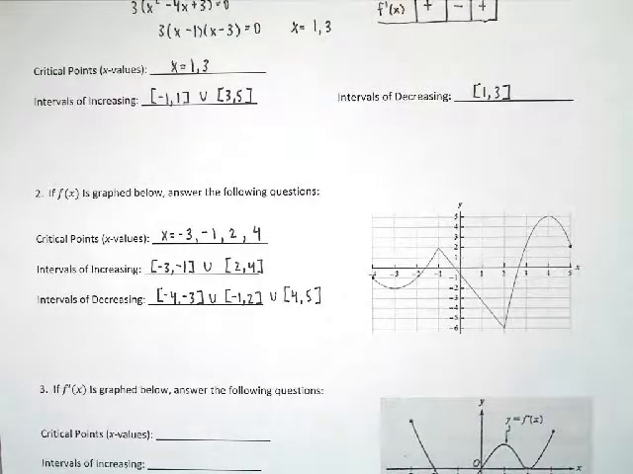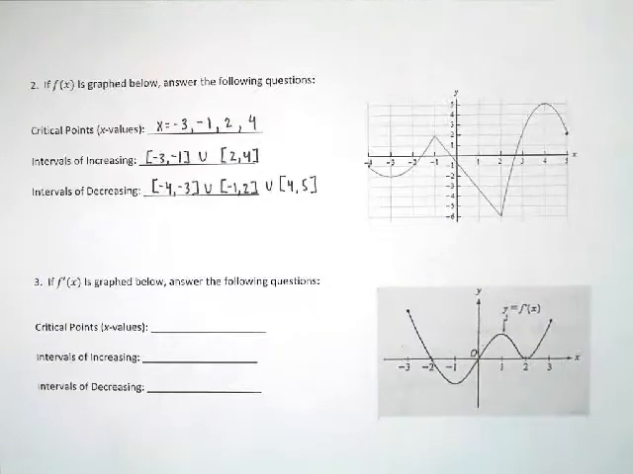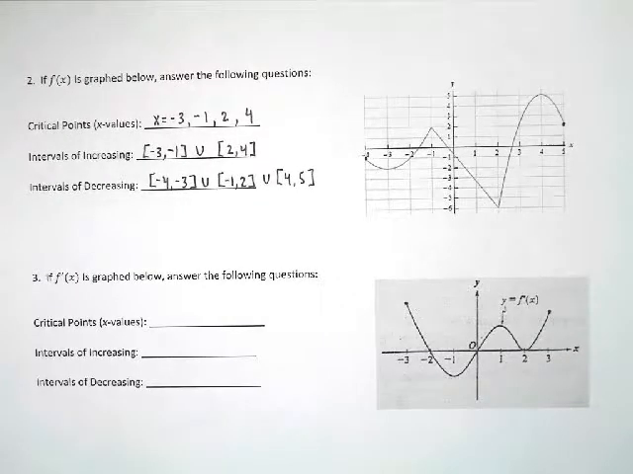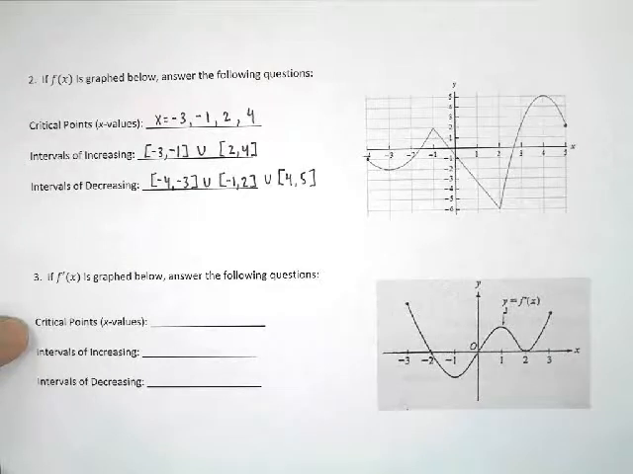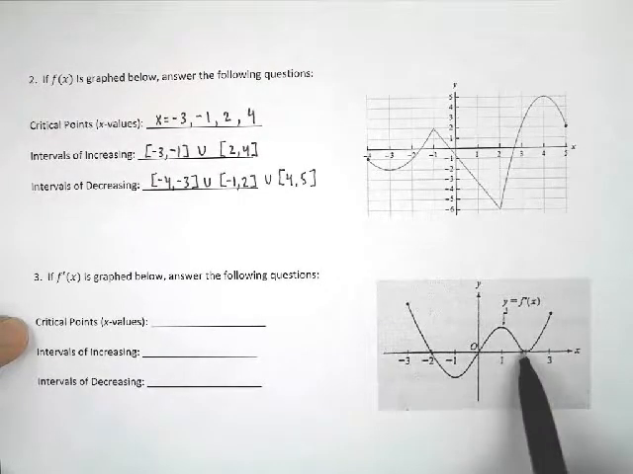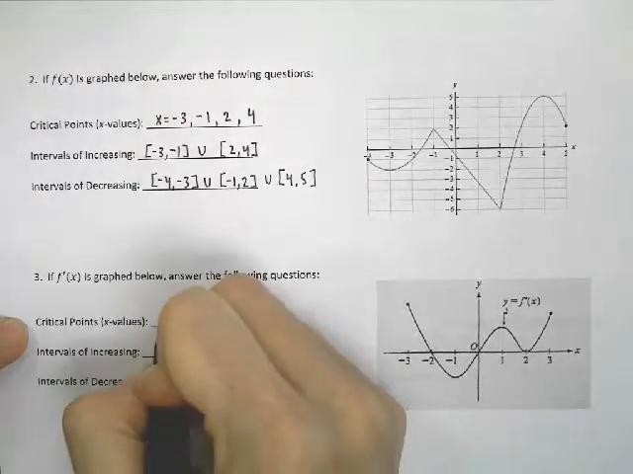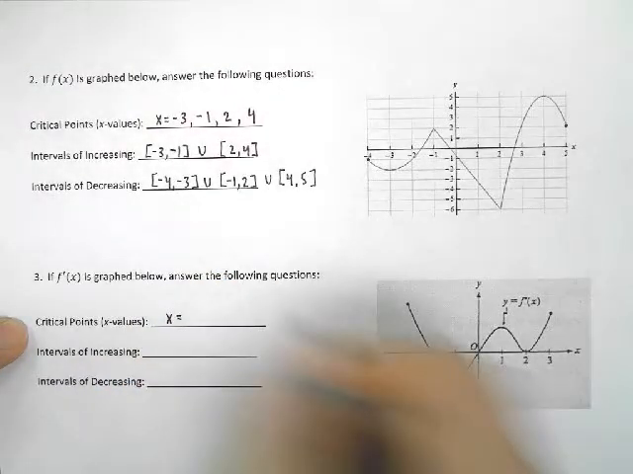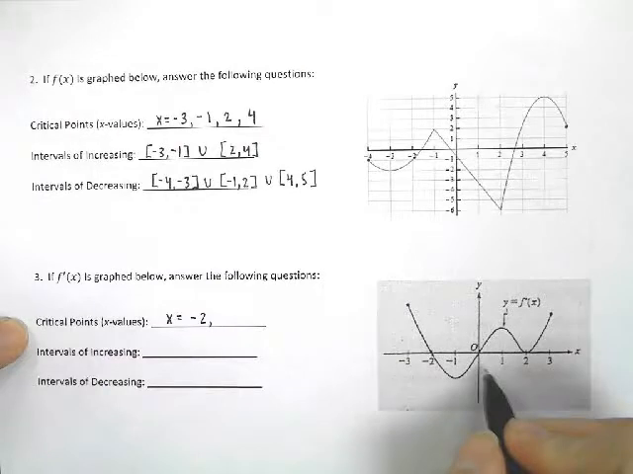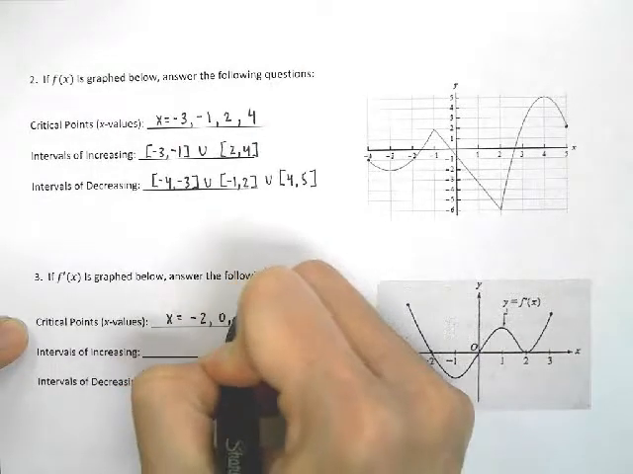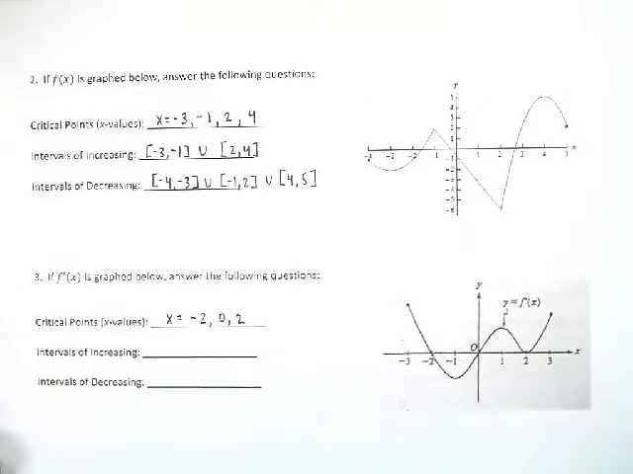Okay, so then our last case here is if we're given f prime of x. Now, I know my critical points are where f prime of x is equal to 0. So I'm looking at the zeros of my graph here. So in this case, I have zeros at negative 2, at 0, and at 2.